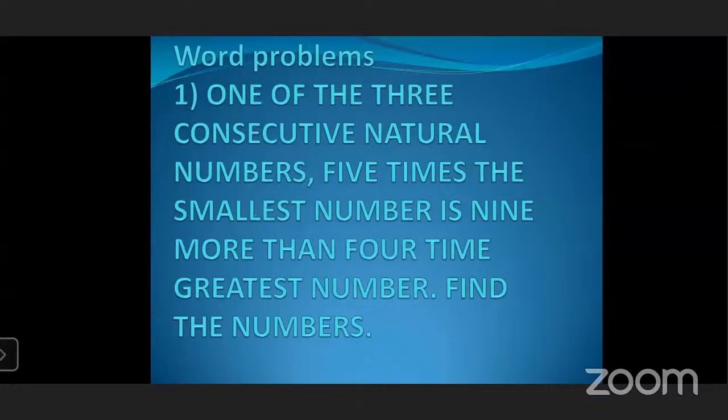Now word problems. One of the three consecutive natural numbers: 5 times the smallest number is 9 more than 4 times the greatest number. Find the numbers. Three consecutive natural numbers. What are natural numbers? 1, 2, 3, 4, 5, 6, 7, 8, 9, which your mother teaches you, 1 to infinity. 5 times the smallest number is 4 more than the greatest number. Find the numbers.